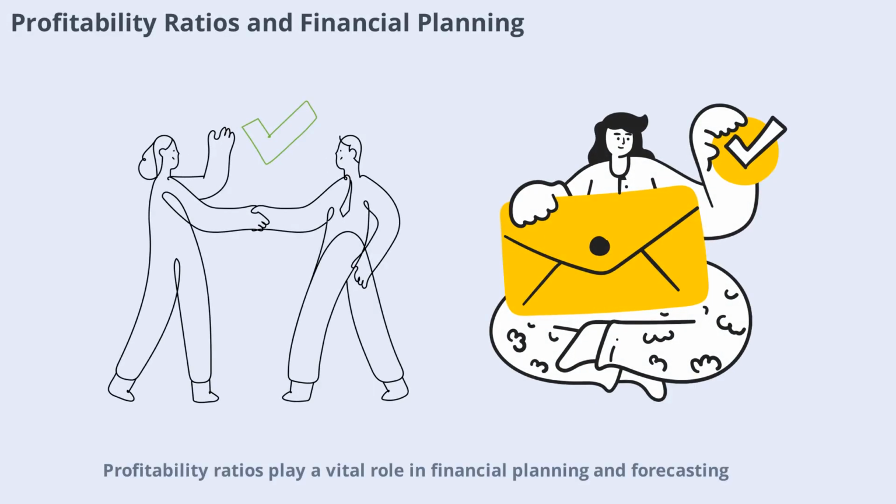Profitability ratios play a vital role in financial planning and forecasting. By analyzing past performance and projecting future ratios, companies can set realistic goals and develop strategies to achieve them. Financial planning based on profitability ratios helps ensure long-term growth and stability.